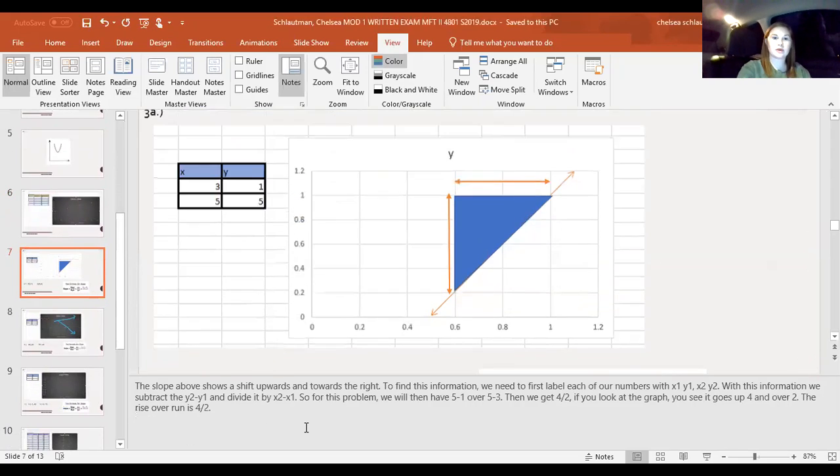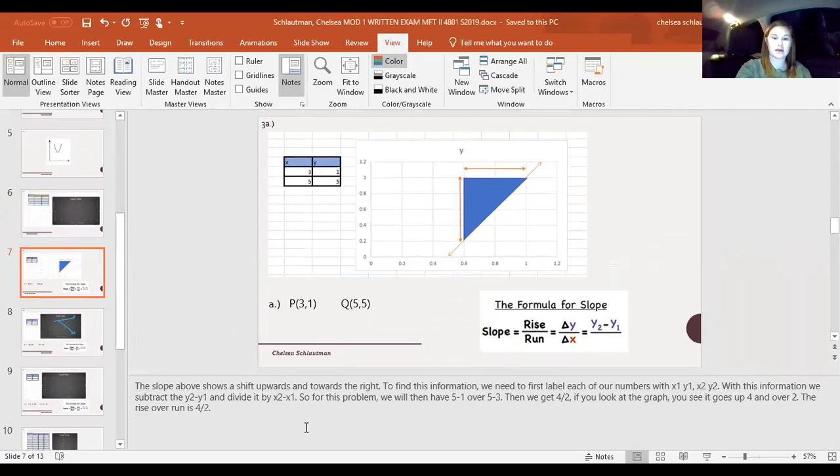And then we're going to look at number 3. Number 3 is asking us to show and explain the slopes of a line segment determined by the given pair of points. So you see here we have 3 different sets of points that it's giving us. For the part A, P is 3, 1, and Q is 5, 5.